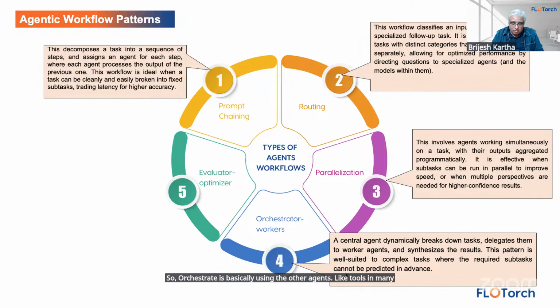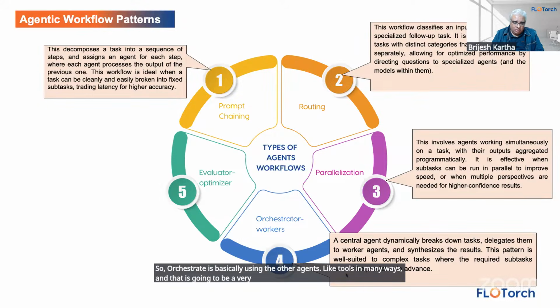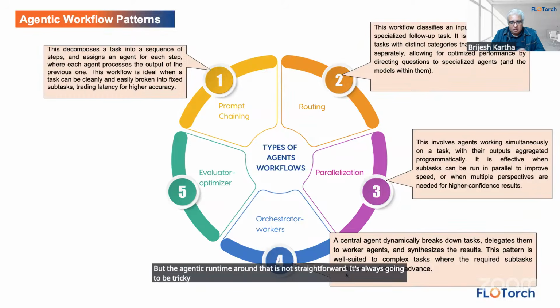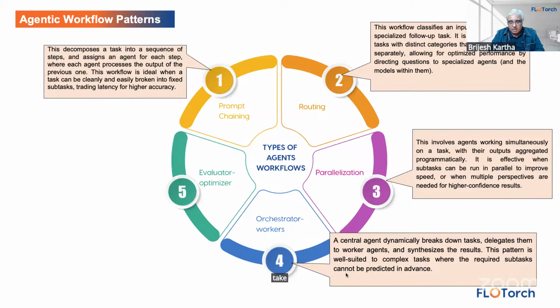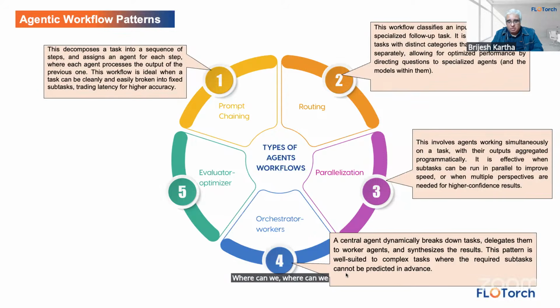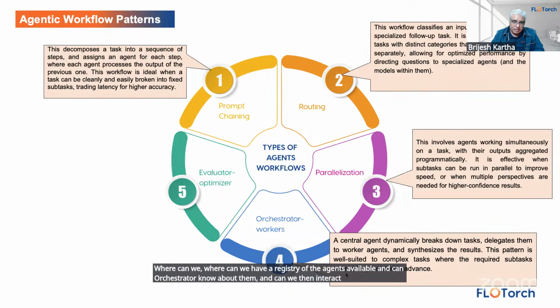And that is going to be a very core kind of workflow in the coming days. But the agentic runtime around that is not straightforward. It's always going to be tricky because of this take forward and come back kind of thing. But it is something that is very interesting to do. So we are now attacking that problem and trying to get it done in a very efficient manner. Where can we have a registry of the agents available, and can the orchestrator know about them, and can we then interact with them as required based on the orchestrator's decision making?